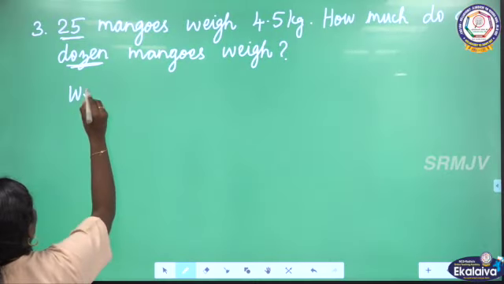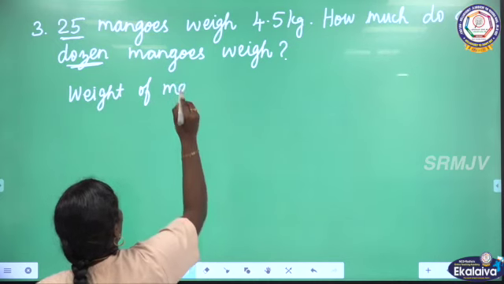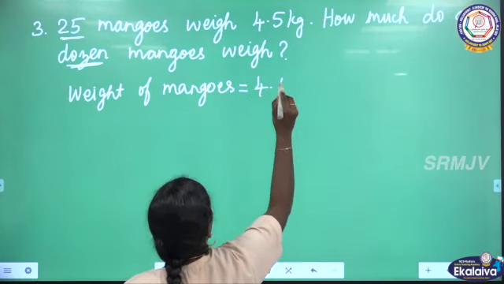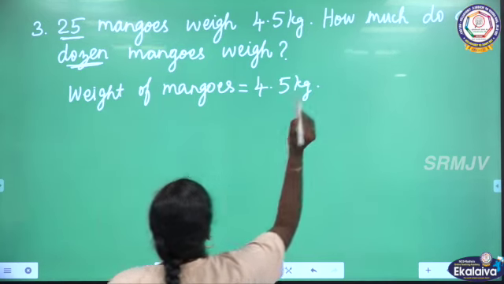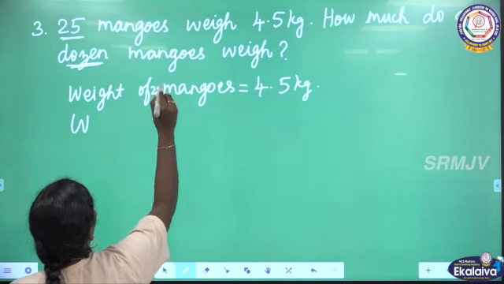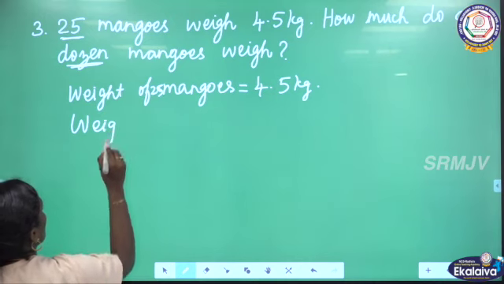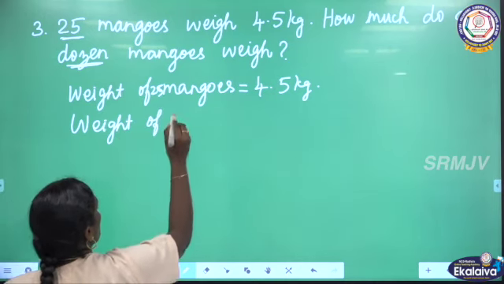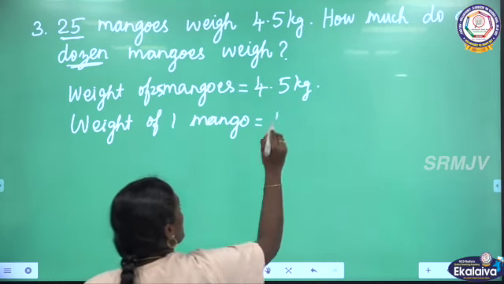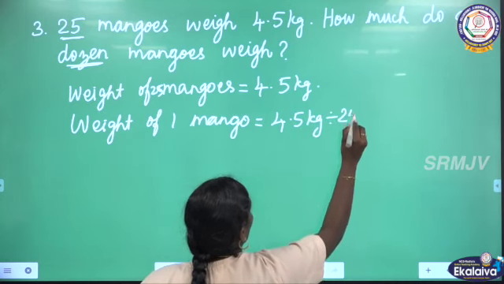So weight of 25 mangoes is given, is equal to 4.5 kg. From this we are going to find the weight of 1 mango is equal to 4.5 kg divided by 25.